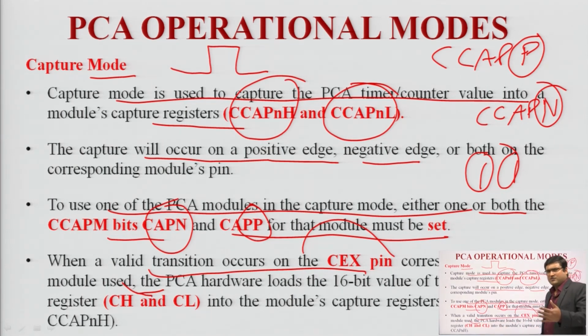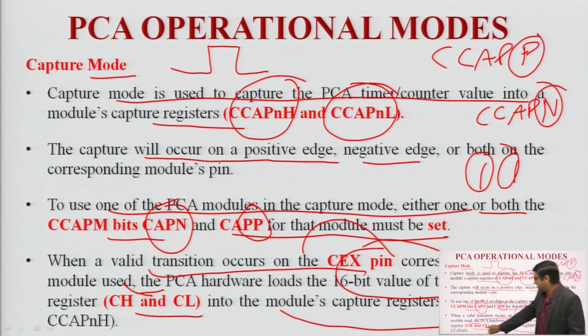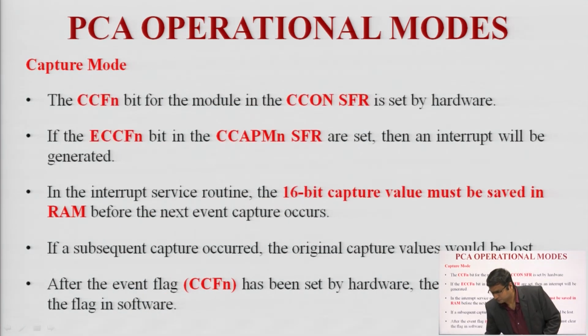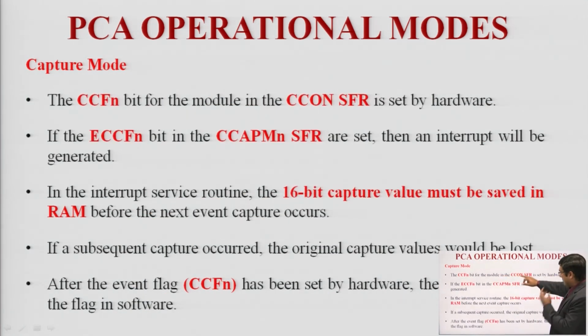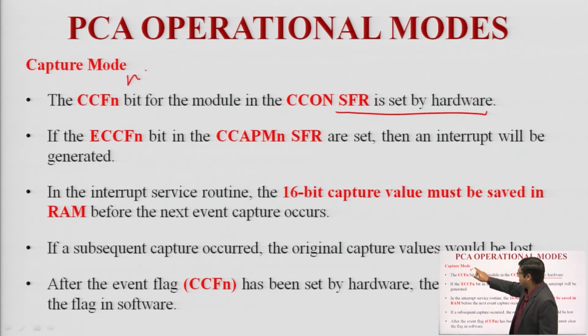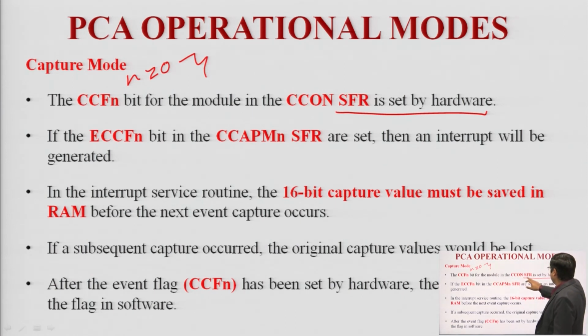In previous slides we have seen what a comparison is. The comparison or match occurs between the PCA counter registers CH and CL and the CCAPnL and CCAPnH registers. When there is a match between these registers, the transition will occur. The CCFn bit for the module in the CCON register is set by hardware. We have seen that n represents 0 to 4.